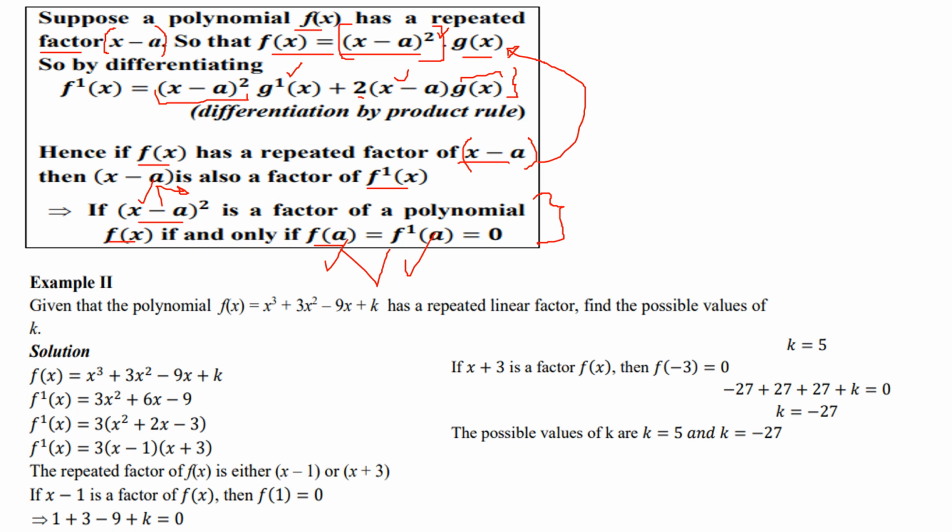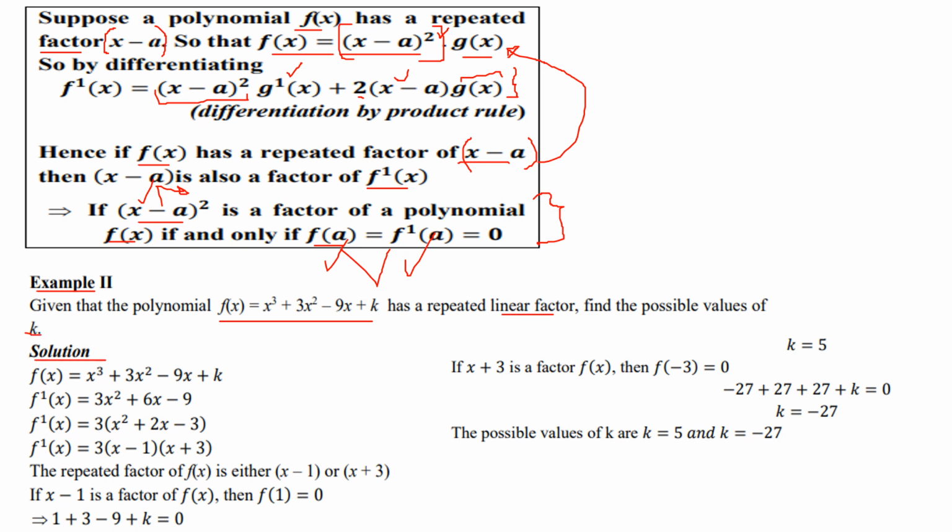Now we are saying example 2. So what is example 2 talking about? We are going to look at examples under this. Example 2 says, given that the polynomial function f of x is equal to x cubed plus 3x squared minus 9x plus k has a repeated linear factor, find the possible values of k.